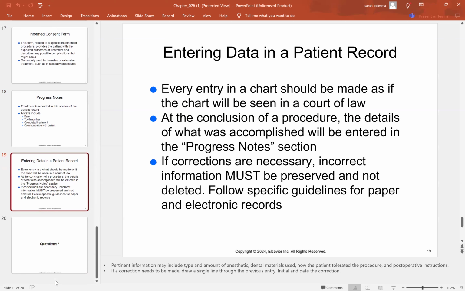Entering data in the patient record. Every entry in the chart should be made as if the chart will be seen in a court of law. At the conclusion of a procedure, the details of what was accomplished will be entered in the progress notes section. If corrections are necessary, incorrect information must be preserved and not deleted. Follow specific guidelines for paper and electronic records.